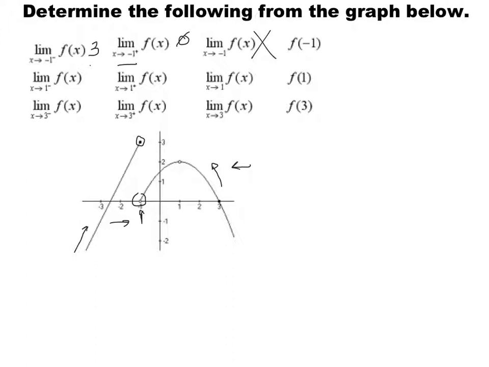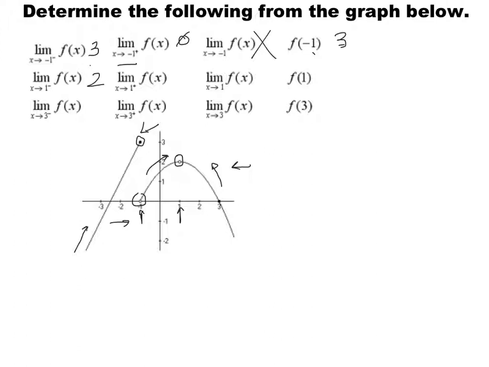The value of the function at negative 1 is this one here, because this is a filled circle. This is part of the graph. So the answer is 3. The next one is the limit of the function when x goes to 1 from left. When x goes to 1 here from left, we have to follow this graph. You can see easily that the limit is 2.